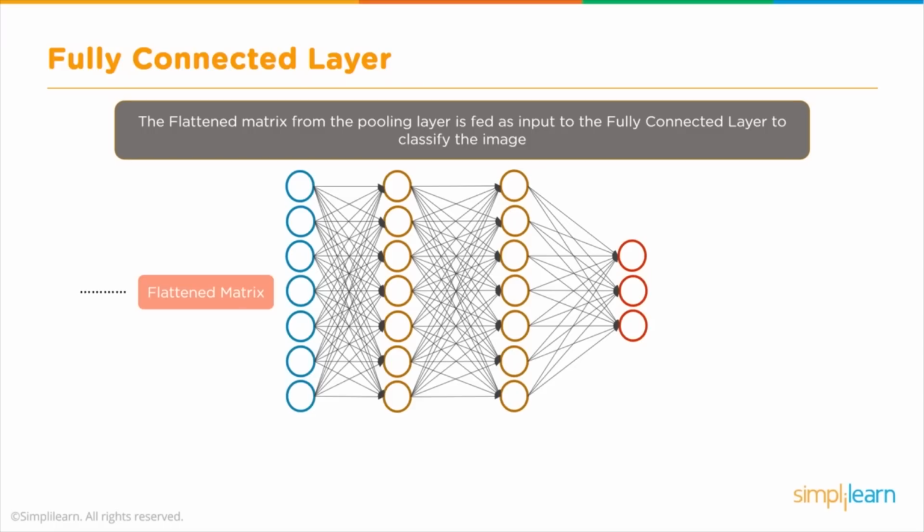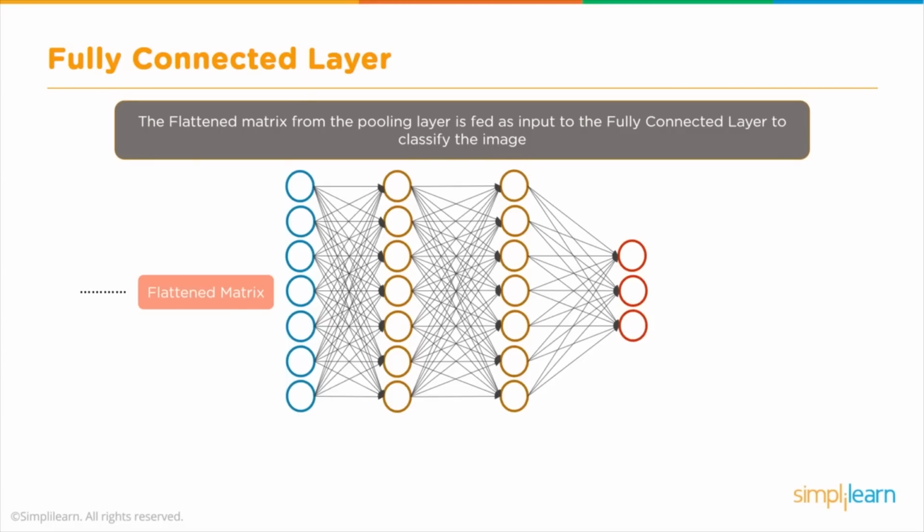Once you get to that step, you might be looking at that going, boy, that looks like the normal input to most neural networks. And you're correct, it is. So once we have the flattened matrix from the pooling layer, that becomes our input. So the pooling layer is fed as an input to the fully connected layer to classify the image.